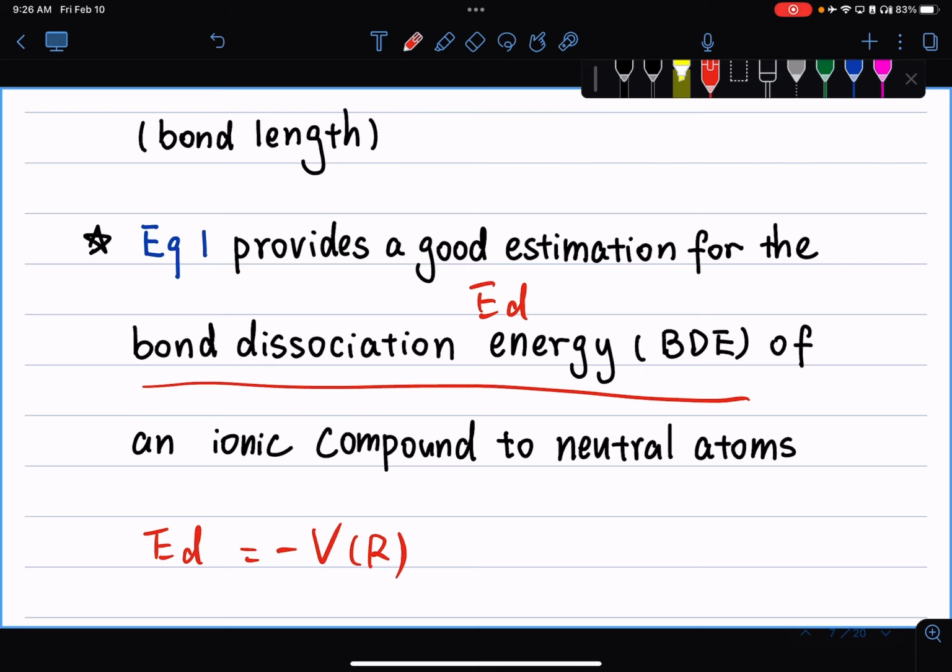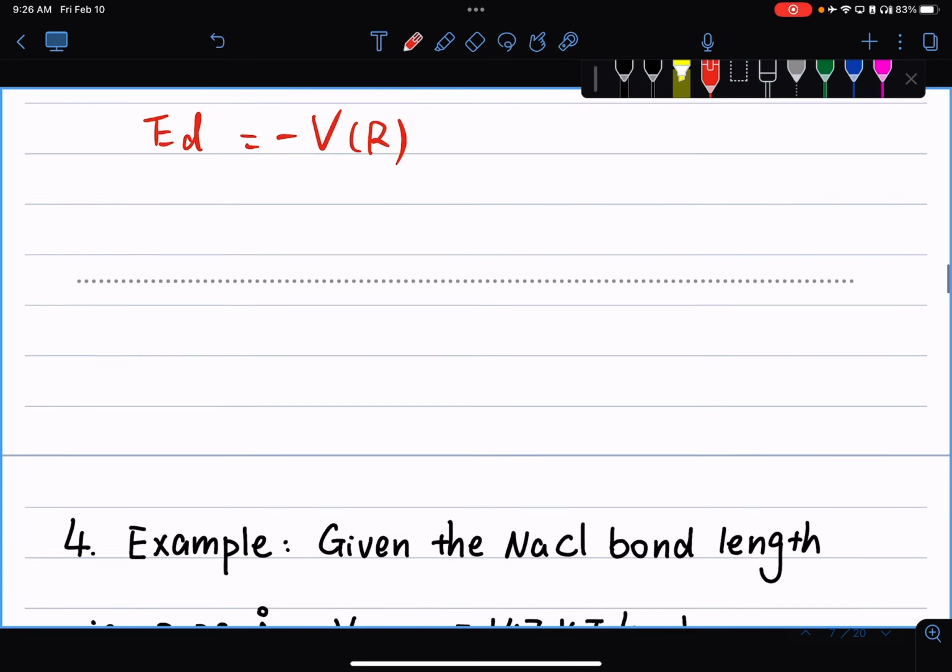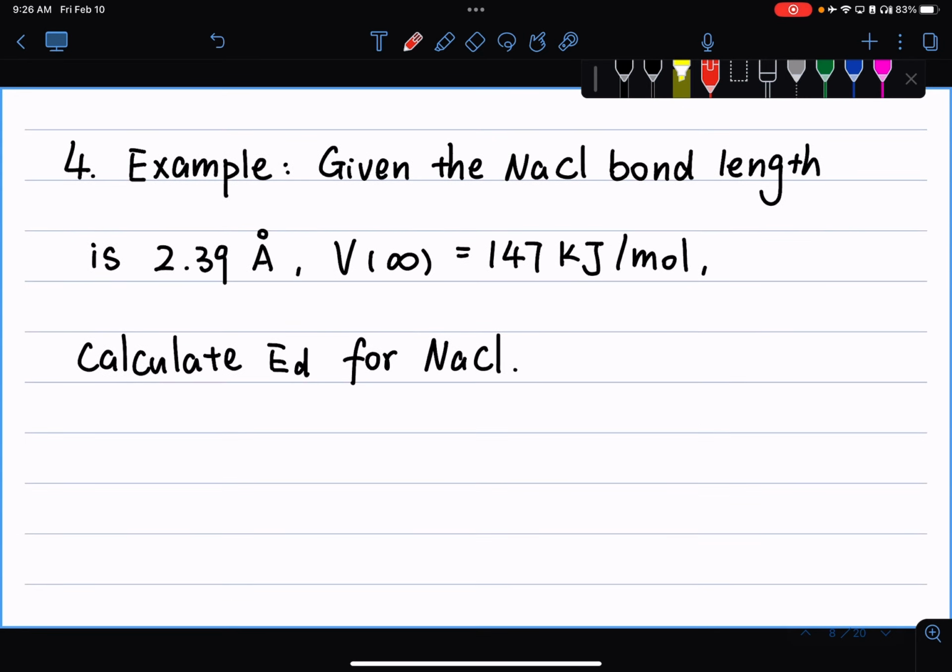So let's do an example question together. Let's just say, given the sodium chloride bond length, which is our R in that electrostatic interaction equation, equals 2.39 angstrom. The V infinity equals 147 kJ per mole. You can easily imagine I replace that V infinity with the ionization energy and electron affinity of certain atoms. Can you calculate the bond dissociation energy of sodium chloride?